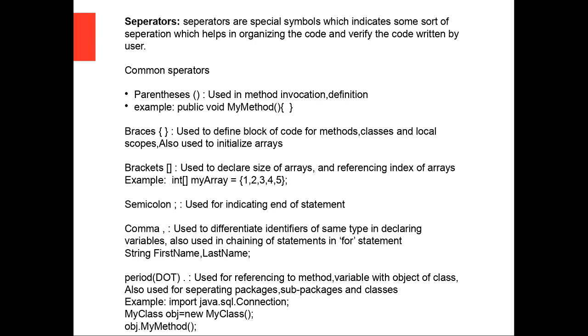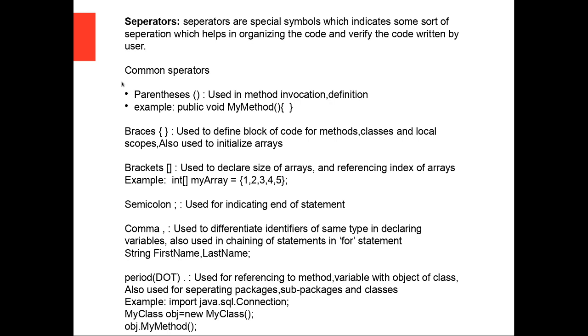Moving on to braces, used to define block of code for methods, classes, local scope, also used to initialize arrays. Brackets. Brackets are used to declare size of arrays, referencing index of arrays. So let's take a look at the example here. Integer followed by the brackets and my array. We are using braces here to initialize array values.